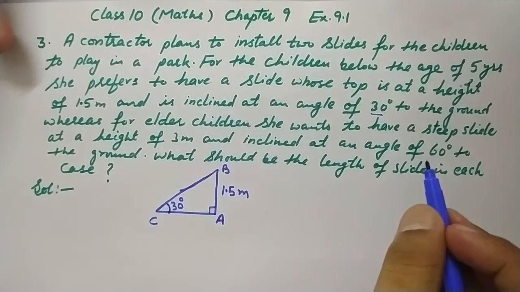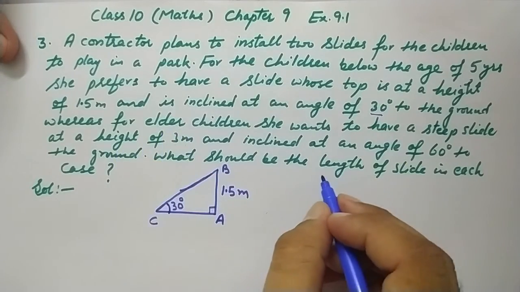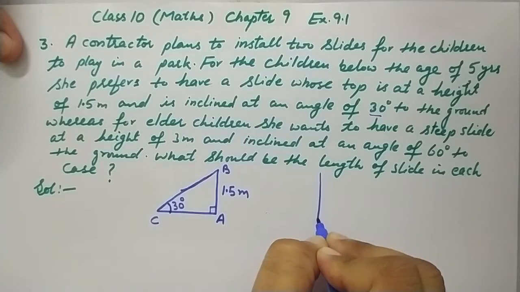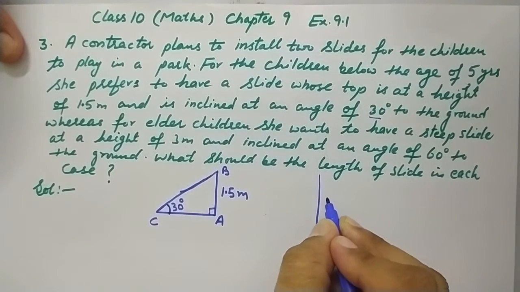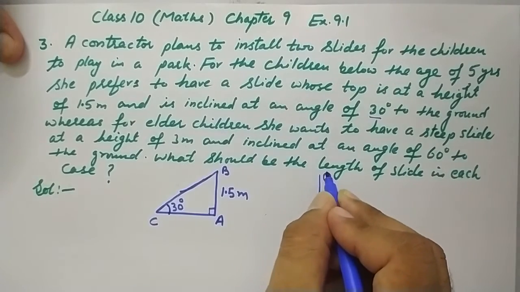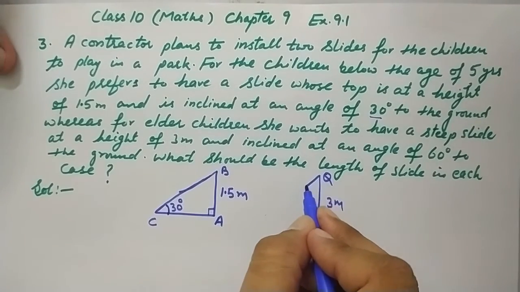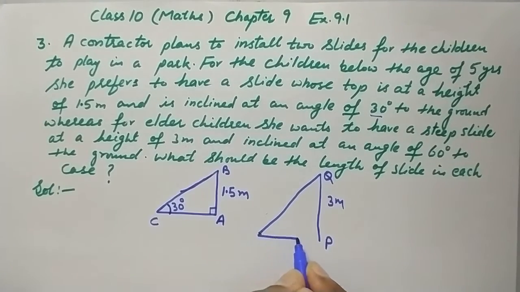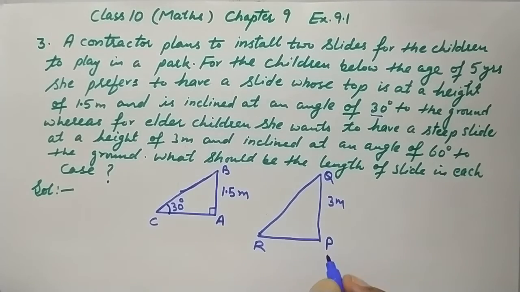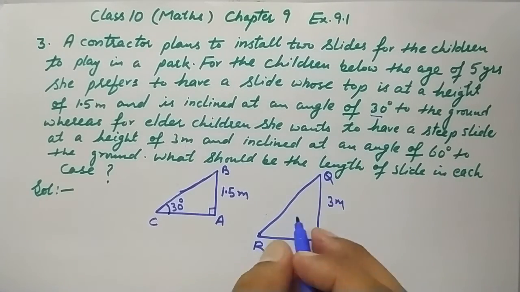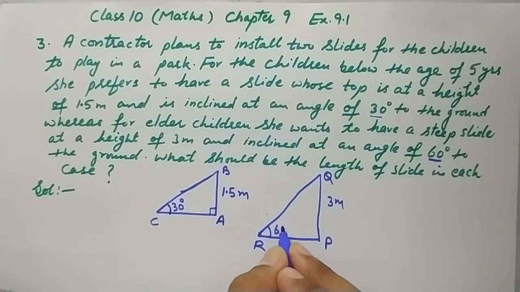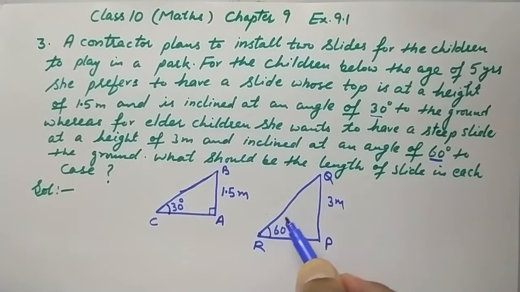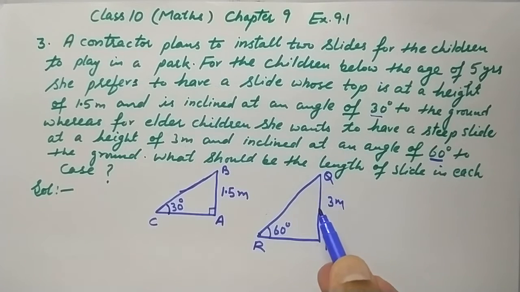In the second case, for elder children, she prefers a slide of height 3 meter. Suppose PQ is this height, which is 3 meter, and this is the slide. Now suppose QR is the length of the slide, and PQ is the height of the slide, and this slide is making an angle of 60 degree with the ground. In this case also we need to find out QR. One length is given, PQ, so we can find out QR easily with the help of trigonometric ratios.